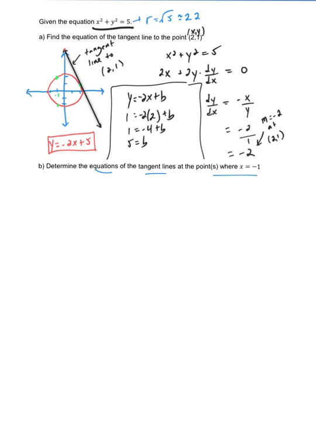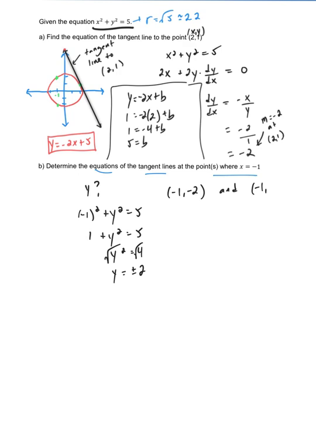And so to do that, to figure out the y value, we'll plug in x equals negative 1. So negative 1 squared plus y squared equals 5. And we'll solve for what those two y values could be. So 1 plus y squared equals 5. y squared equals 4. Take the square root, and we get y equals plus or minus 2. So the two coordinates where we're looking for tangent lines are negative 1, negative 2, and negative 1, 2.